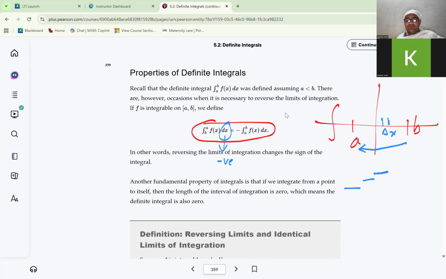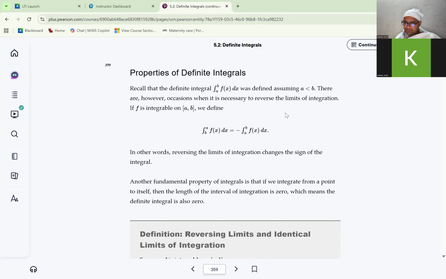Other than that, the area is the same. It's the same area under the curve, except now you are moving from right to left. Hence, you'll get the negative of the original area. That is the first property. So as I said, it is more technical.